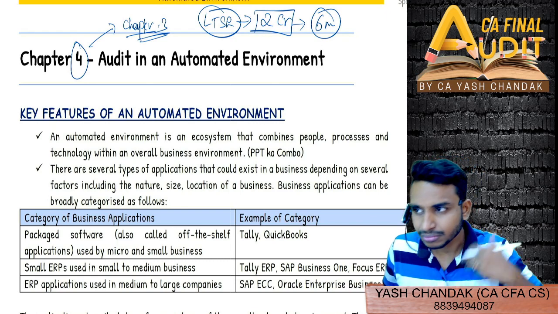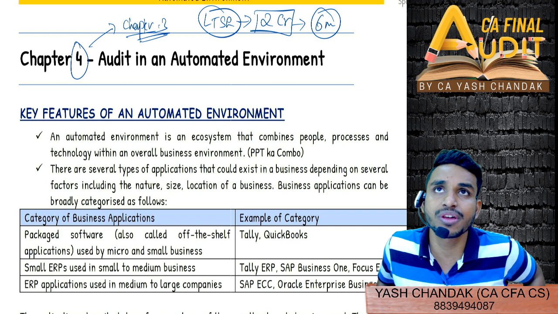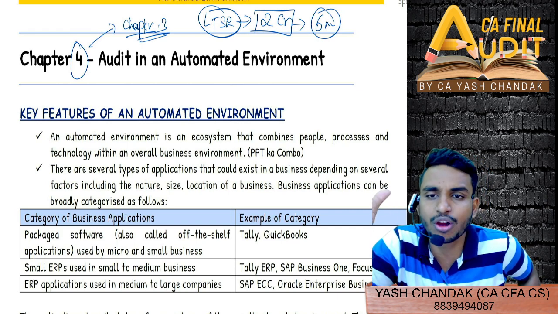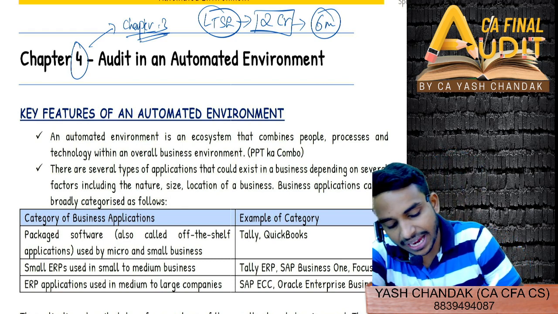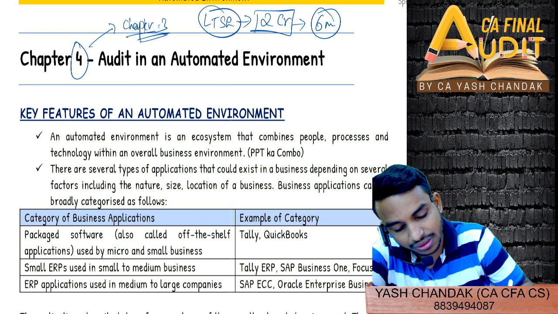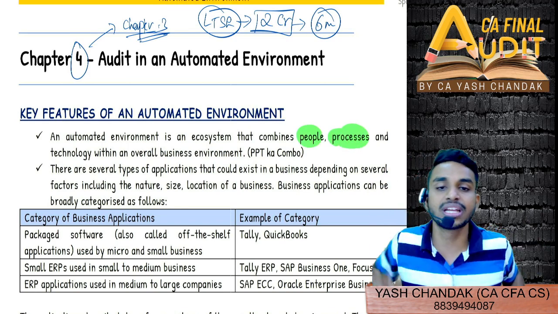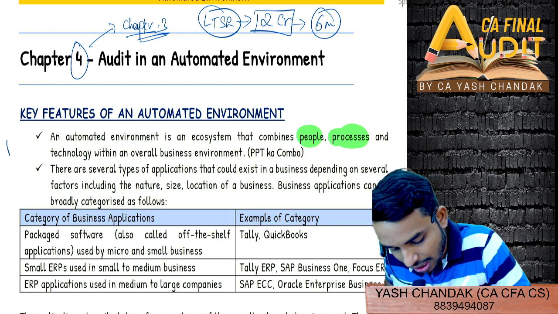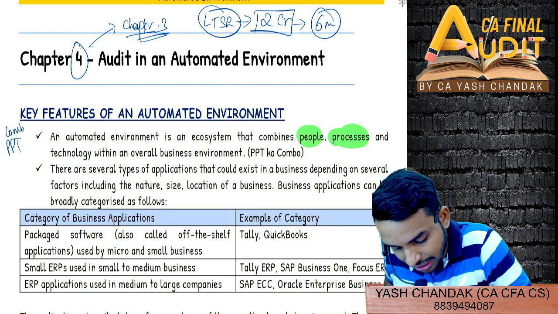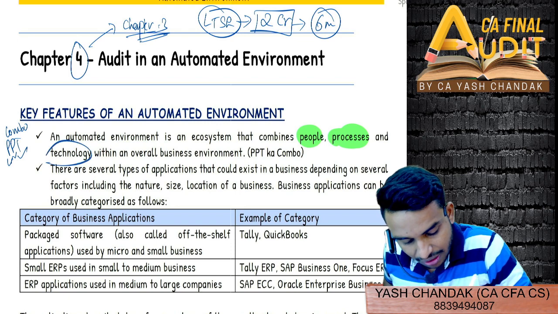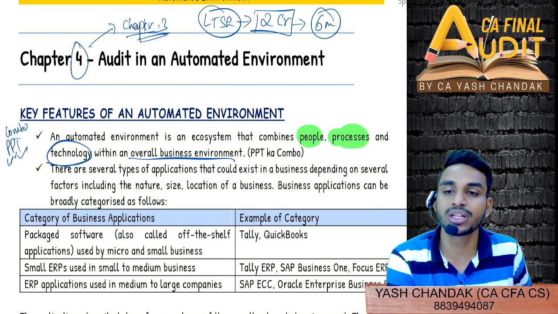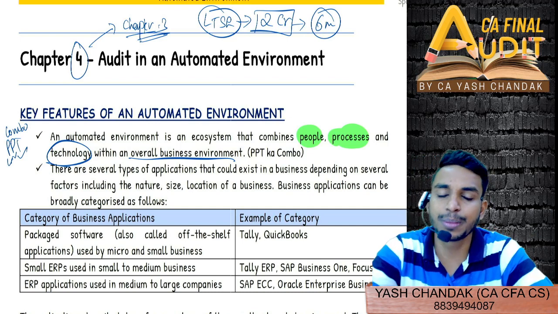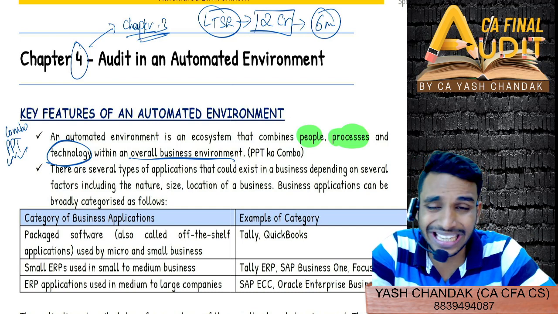Automated environment is nothing but a combination of people, process and technology. People, process and technology. So already the environment consisted of what? People and process. The people and the processes were always there. However, once we combine technology, that means the PPT combo, the combination of people, process and technology within the overall business environment is nothing but an automated environment. So there are so many types of application used in any entity, right?